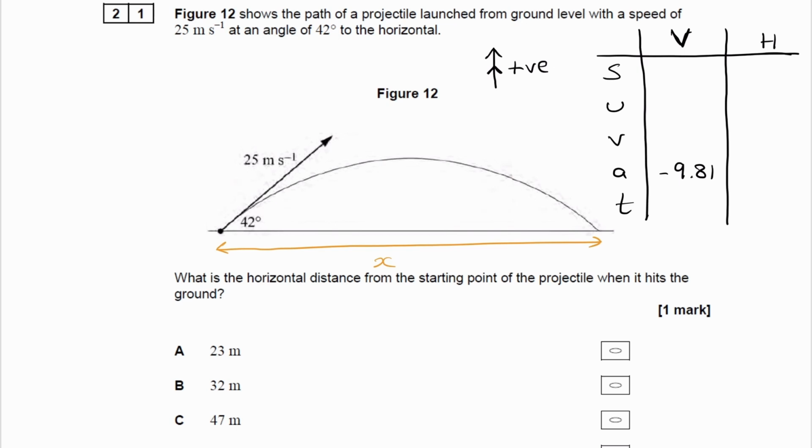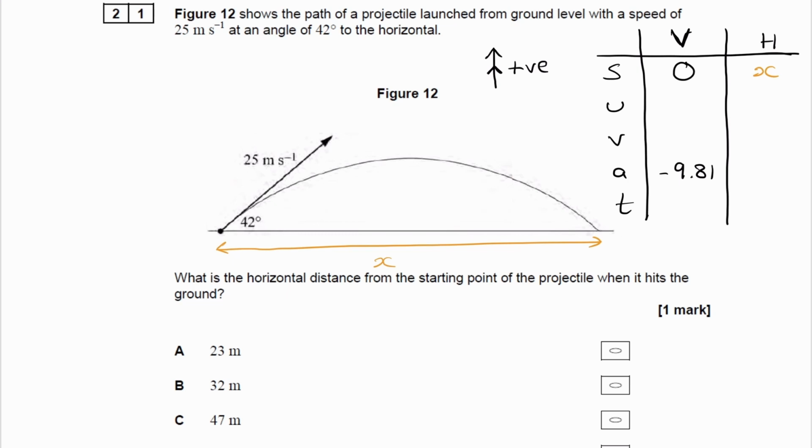So, because the object starts and lands on level ground, that would mean that the vertical displacement is 0. So it starts here, it ends here. In the end, it's at the same height that it started at, so the vertical displacement will therefore be 0. Horizontal displacement is x, that's what we're trying to work out.